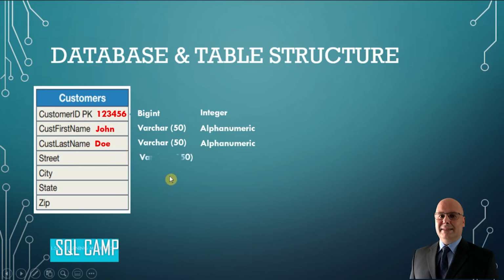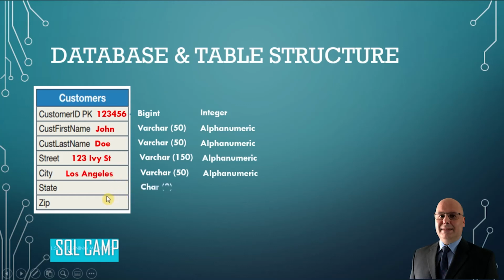As for the street, we'll give it a varchar of 150, which can be also alphanumeric, can be formed of numbers or characters or a combination of the two, like this: 123 Ivy Street. As for the city, we gave it a varchar of 50, and we gave a value here of Los Angeles.